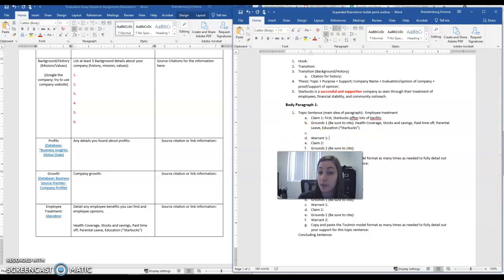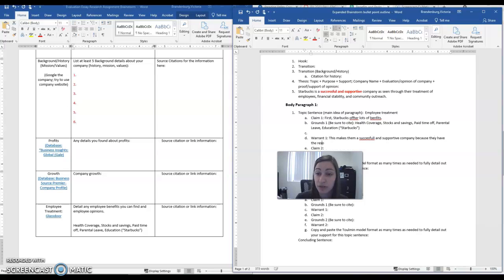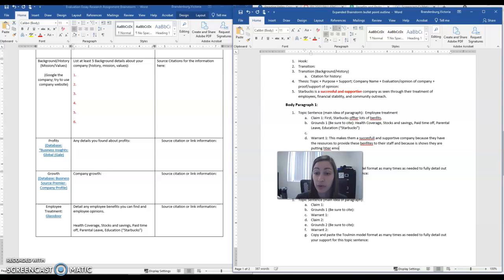Okay, and now I'm going to explain how this grounds and this argument prove that they are successful and supportive. This makes them a successful and supportive company because they have the resources to provide these benefits to their staff, and also because it shows they are putting their employees first. Don't mind my spelling, I'm typing fast. Okay, now we go into our second claim.